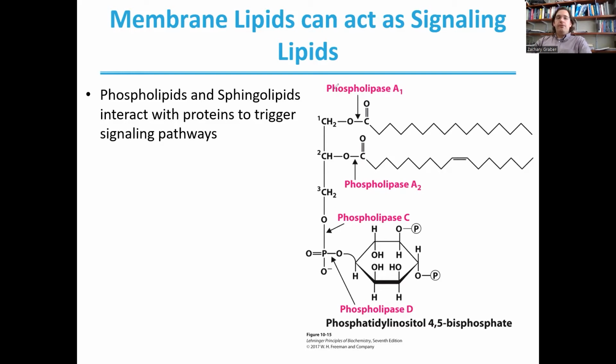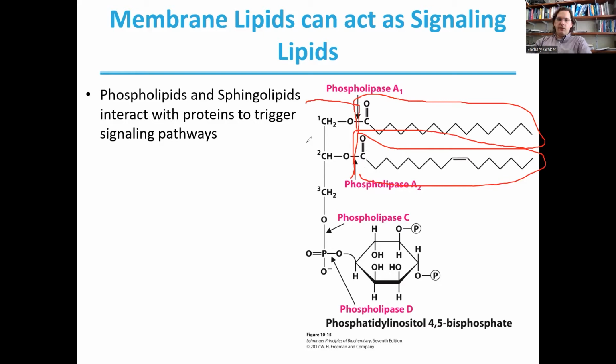Let's start with our phospholipids and sphingolipids. Of course, we've already seen these as membrane lipids. Our phospholipids have two fatty acids that are linked through ester bonds to a glycerol backbone. And then we have a head group that is attached to the third alcohol of our glycerol. This head group itself will be involved in a variety of different signaling interactions.